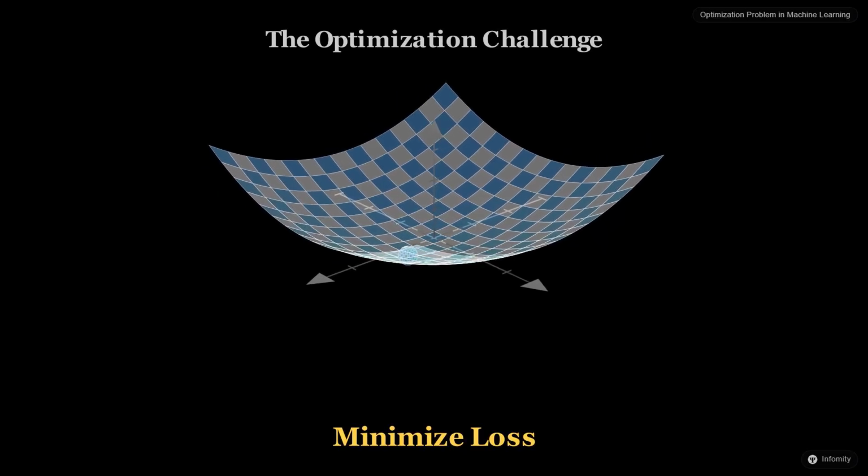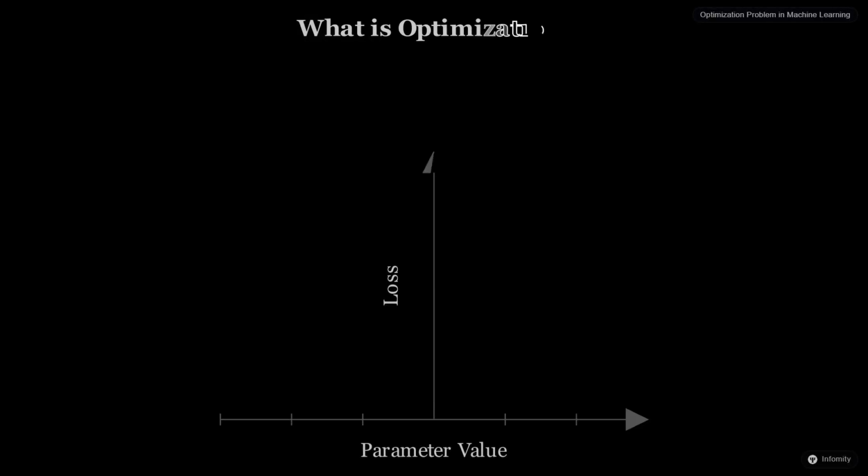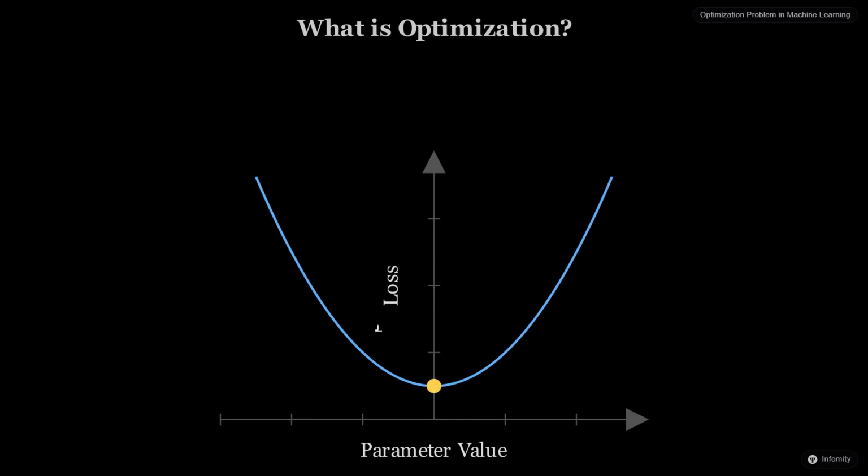At its core, optimization in machine learning is about finding the best set of internal parameters for our model. We define best as the parameter values that result in the lowest possible loss. Think of it like this. If we have a very simple model with just one adjustable parameter, we can visualize how changing that parameter affects our loss. As we vary the parameter, the loss might go up, then down, then up again, forming a curve. Our goal is to pinpoint the exact parameter value at the bottom of that curve, where the loss is at its minimum.